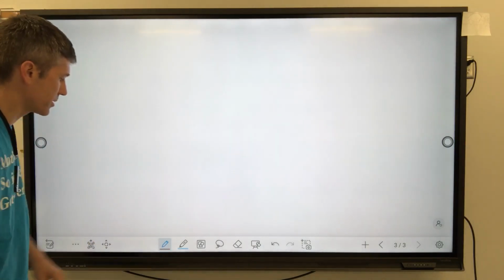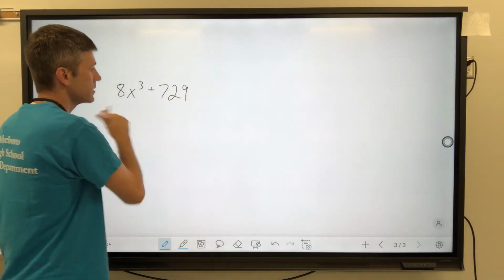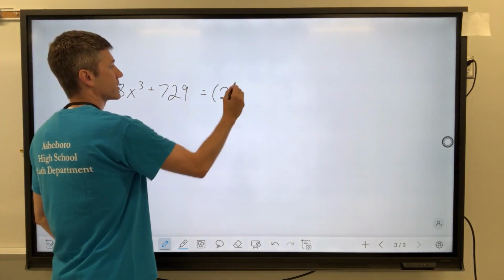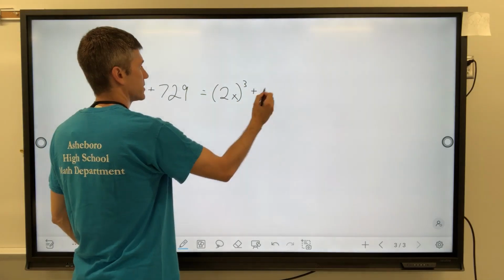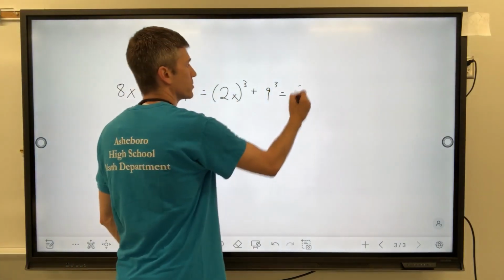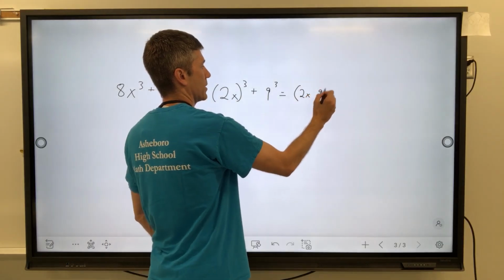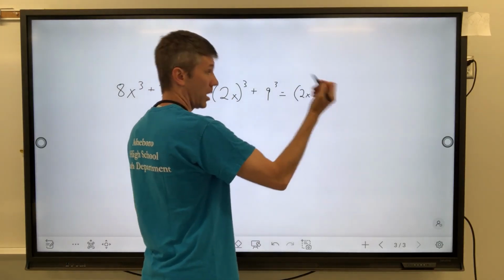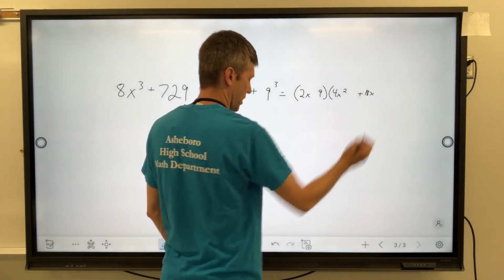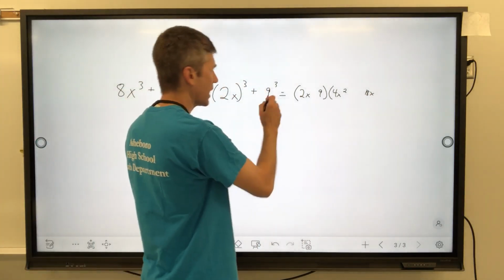The original problem, no guarantees on that. The original problem was x cubed plus 729 divided by some stuff. We'll take care of that division in a second. This is really 2x all cubed plus 9 cubed. This is the sum of cubes, and we'll use our sum of cubes formula, which makes this 2x plus 9, 2x all squared, so 4x squared. 2x times 9 is 18x. That should not be a plus, that should be a minus. We'll take care of that in a second. And 9 squared, which would be 81.